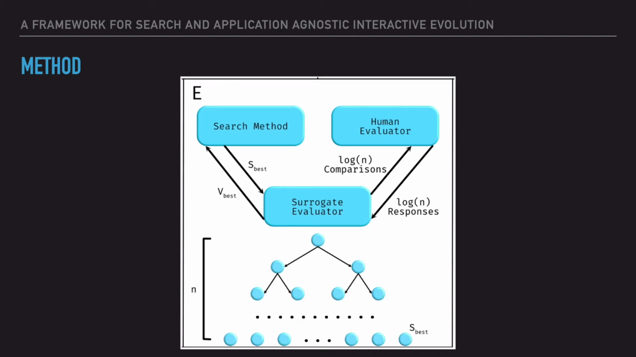So optimization proceeds in this manner, filling the binary tree. At each step, we make log n human comparisons, and we receive log n human responses, where n is the current depth of the binary tree. At the end, the best solution will be found at the rightmost node of the binary tree.